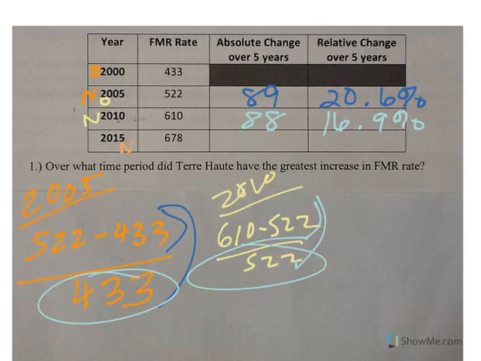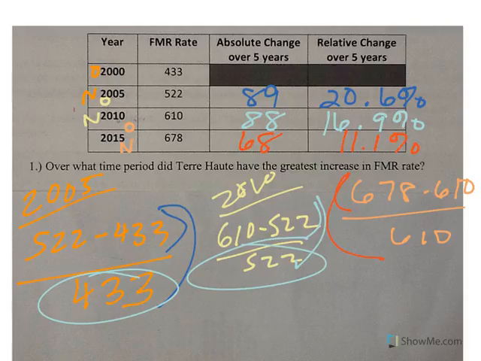Okay, for 2015, new, old. So 678 minus 610, and then we're going to divide by 610. So first I have my numerator, which gives me 68. When I divide by 610, I get 11.1%.